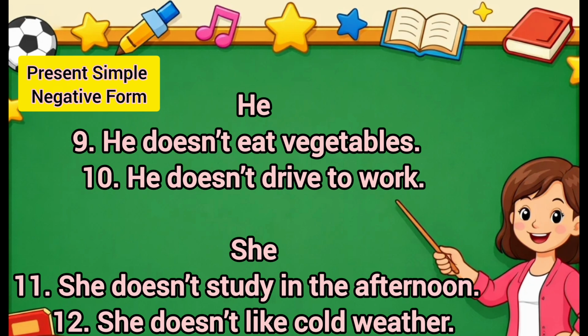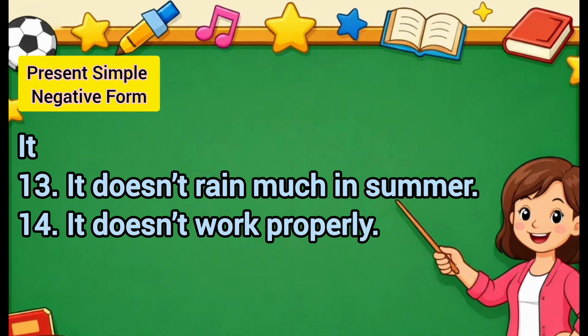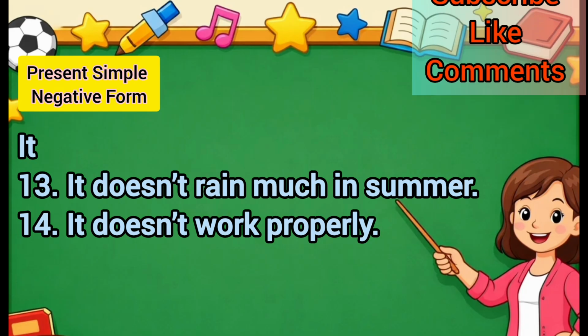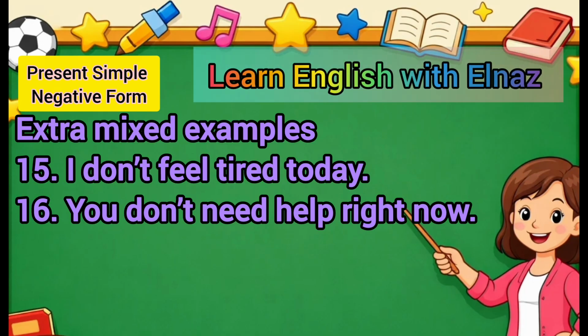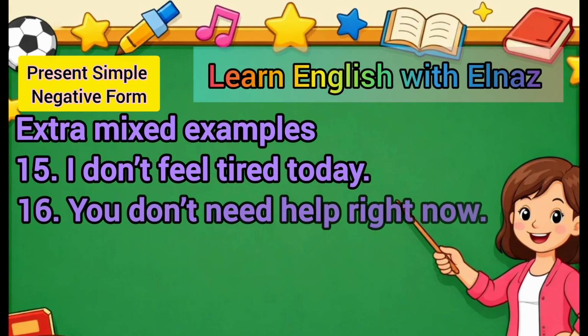She. 11. She doesn't study in the afternoon. 12. She doesn't like cold weather. It. 13. It doesn't rain much in summer. 14. It doesn't work properly. Extra mixed examples. 15. I don't feel tired today. 16. You don't need help right now.